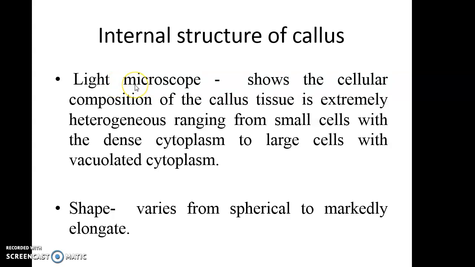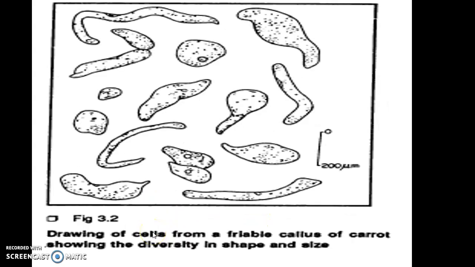So in that you can observe heterogeneous cells, which range from small to larger cells, having dense cytoplasm, and some cells having vacuolated cytoplasm, and the shape varies from spherical to elongate. So you can see in this diagram, some cells have an oval shape and some are elongated.